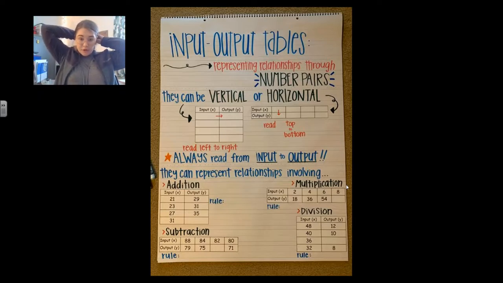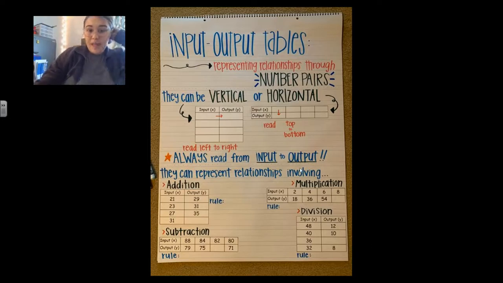Input-output tables can be vertical, which means up and down like this, and you read them from left to right, or they can be horizontal like this one. You can read them from top to bottom. We always read from input to output. So it's like saying the input times your rule gives you your output. They can represent relationships involving addition, multiplication, subtraction, and division.